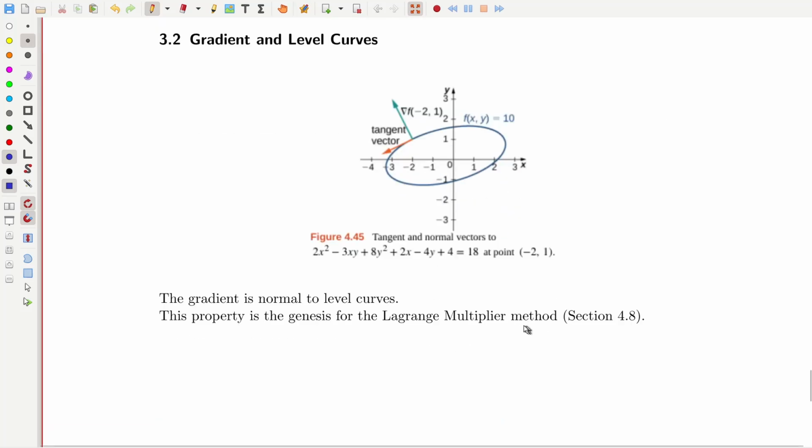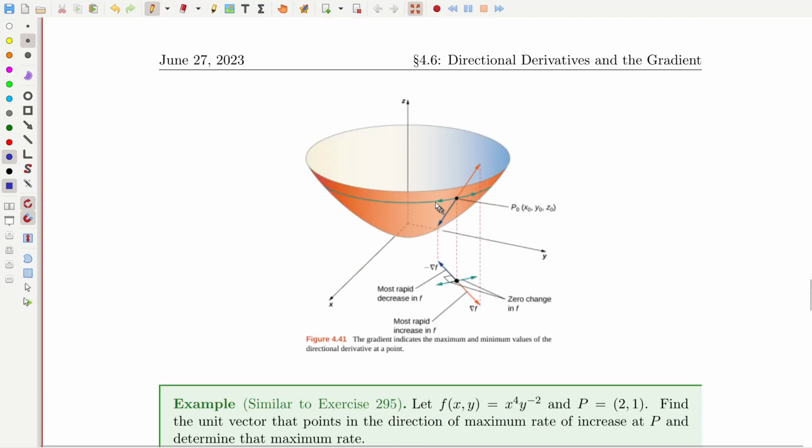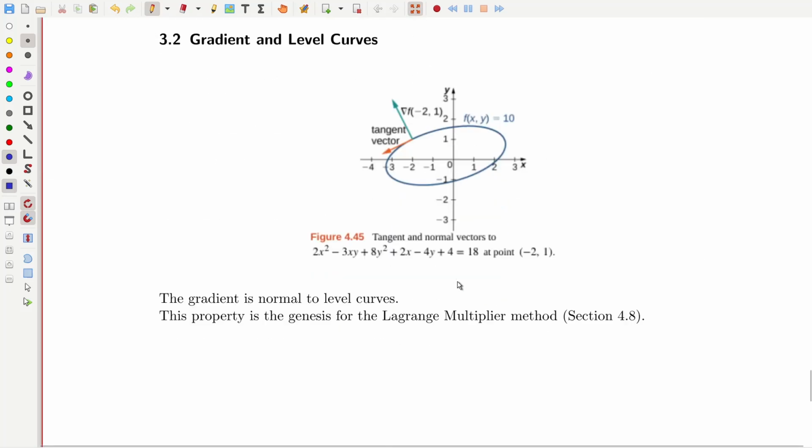Okay, and this is the last property, which I already alluded to when we were looking at this picture here. The property is that the gradient vector is normal to level curves. Now, we don't have an exercise that uses this, but I thought it was worth pointing out because this is the fact that allows us to introduce the Lagrange multiplier method, which is a way of finding local extrema of a function.